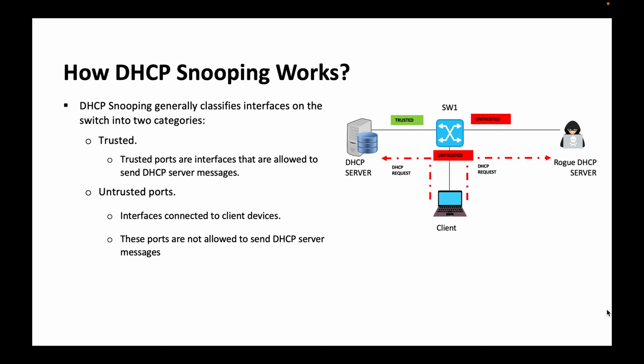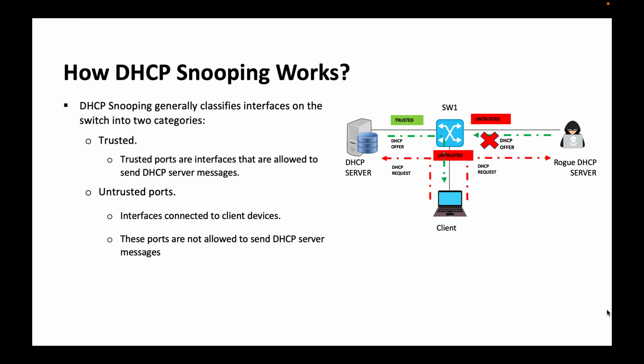So when a DHCP request comes, only the trusted port can accept the DHCP offer message. If you look on the left, I have a trusted port where a legitimate DHCP server is connected, and on the right, I have a rogue DHCP server connected. So when a DHCP offer comes from it, the switch blocks it.